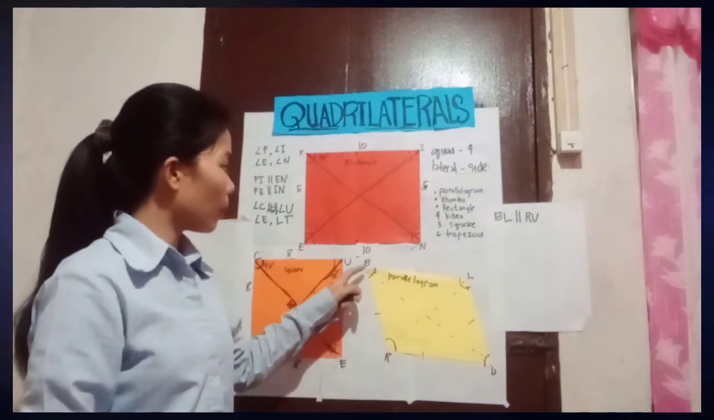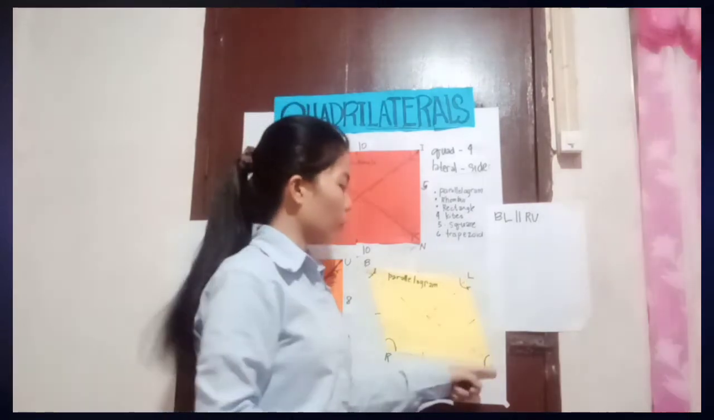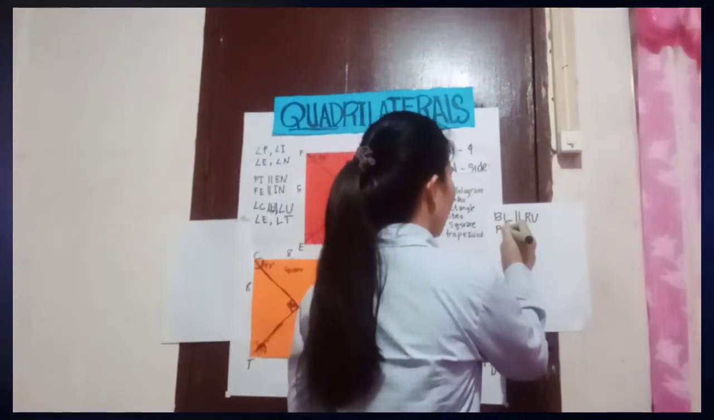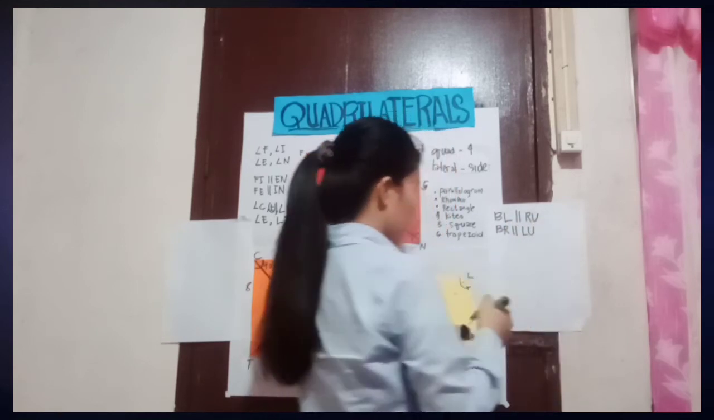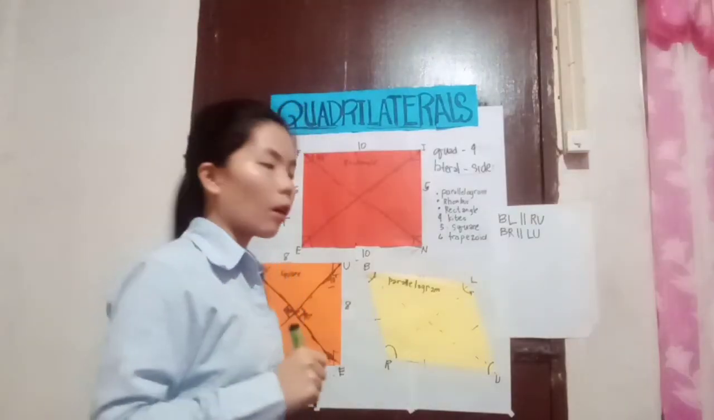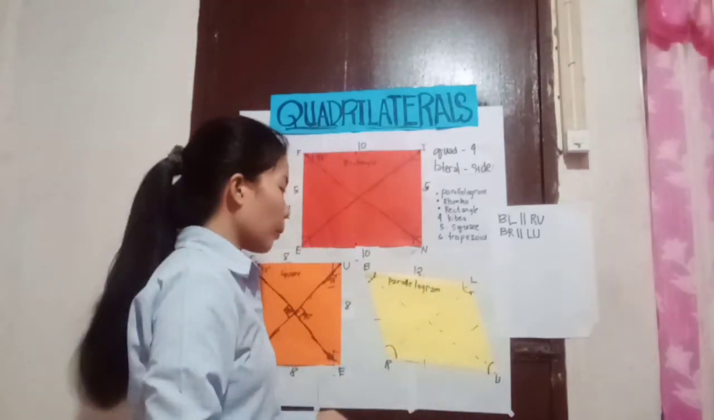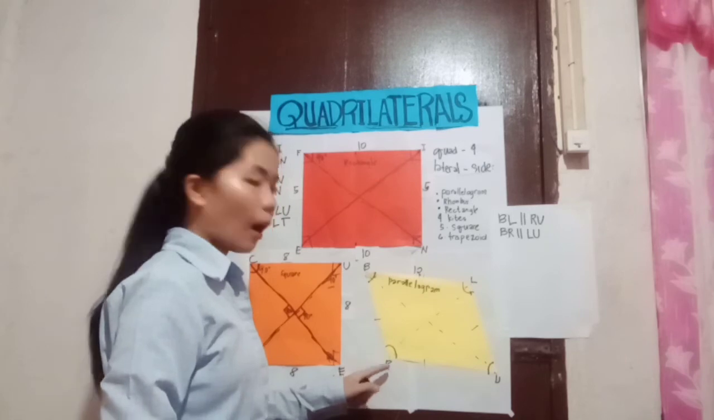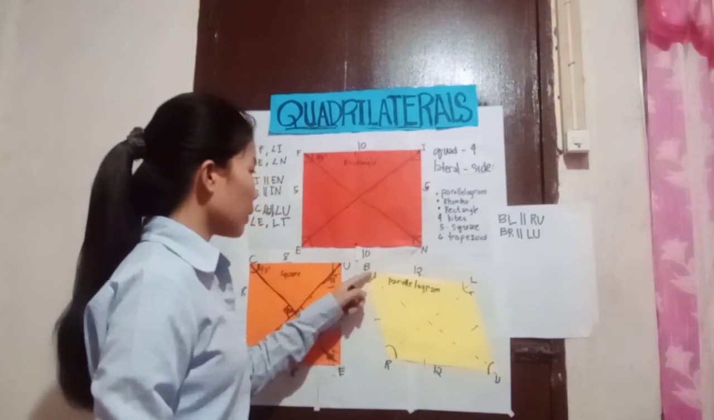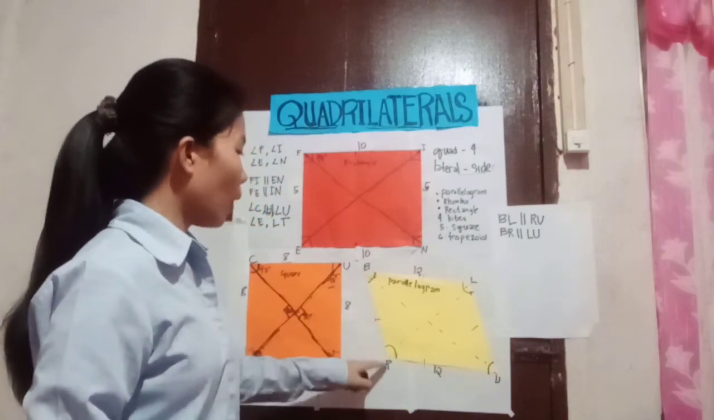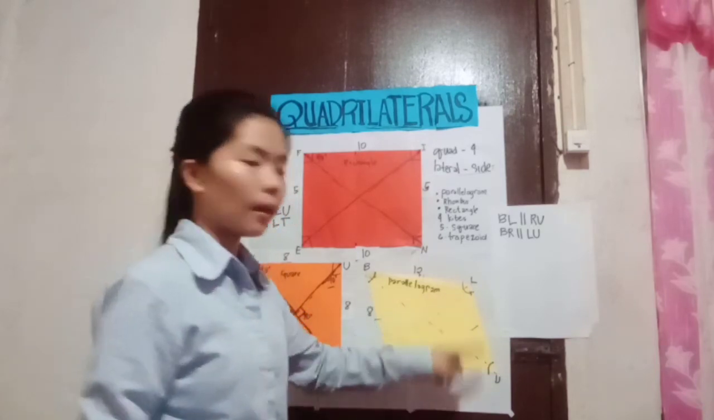And side BR is parallel to side LU. If the length of side BL is 12, it's the same with the length of side RU. And if side BR has length 8, it's the same with the length of LU.